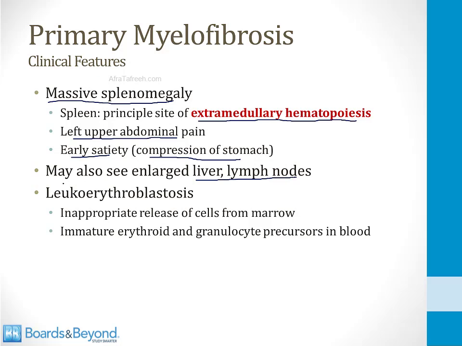The characteristic finding on peripheral blood smear is called leukoerythroblastosis. This is a finding that occurs when there is inappropriate release of cells from the bone marrow, especially precursor cells. So in the peripheral blood of patients with myelofibrosis, you can see immature erythroid and granulocyte precursors. This is called leukoerythroblastosis. These are being pushed out of the marrow by the fibrosis. They're also being produced by organs where extramedullary hematopoiesis is occurring.